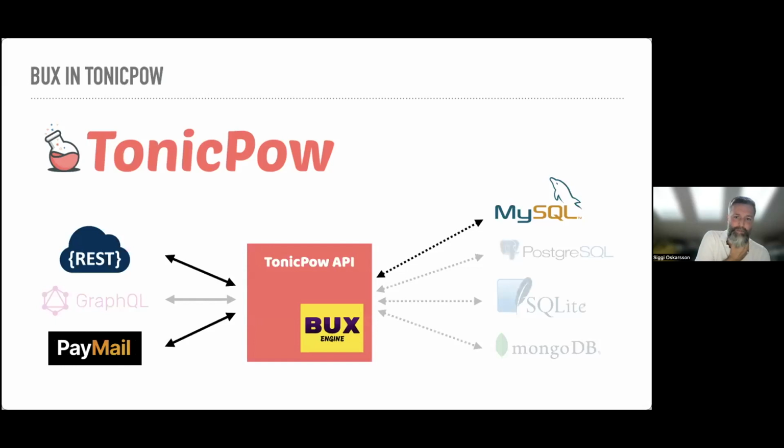So Tonic Pow is actually not using the BUX server. They're only using the BUX engine. So there's the core part, and it's built into the Tonic Pow API. GraphQL is turned off. The rest is going through the Tonic Pow API and not the BUX server, but it's the REST interface, and the paymail is being handled there as well. And they're using MySQL as a data store.